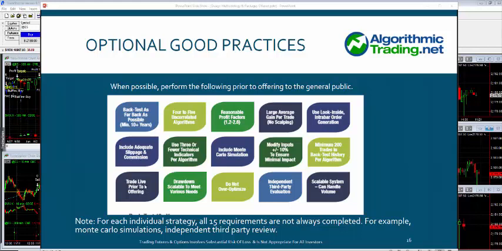The duration of how long we trade it live just depends. It could be as few as 2 weeks, as in the case of the gap short algorithm that we recently launched, or 6 months, as was the case with the momentum algorithm. But we do like to trade it live before we offer it.